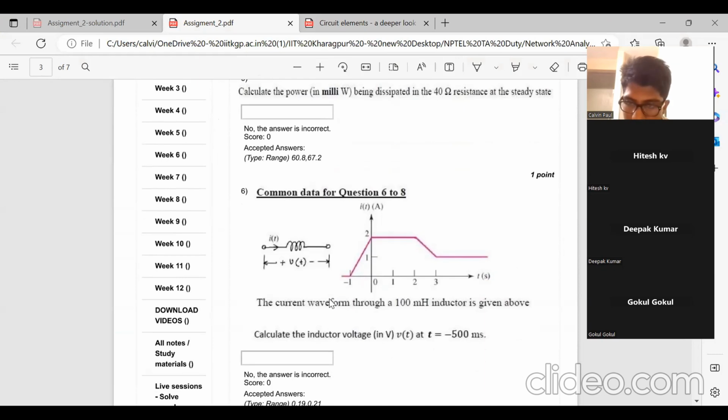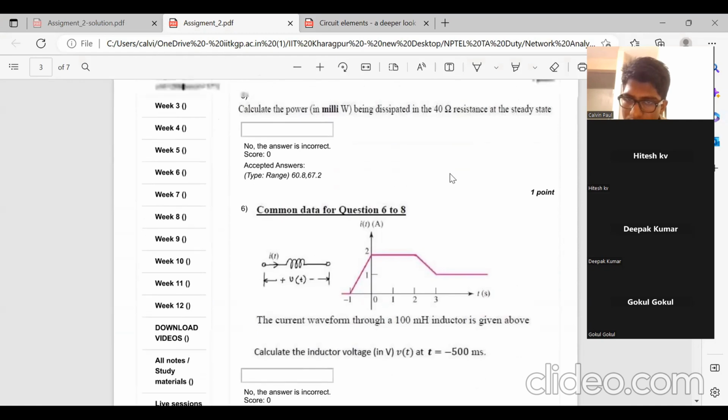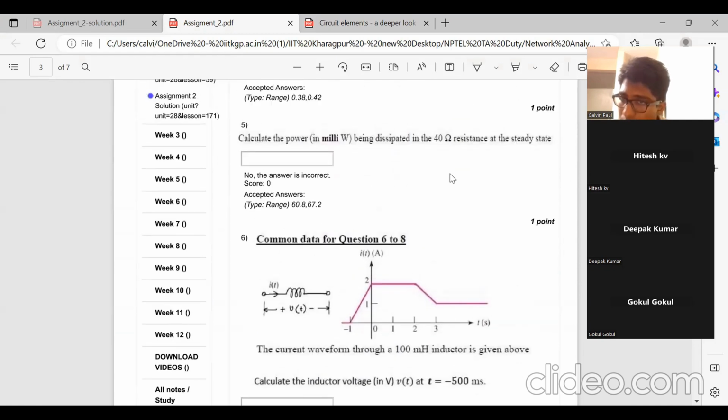Sir, can I ask something before we proceed further? It's about a concept. I just wanted to know, as the inductor gets charged, in what direction will it discharge? I mean, the capacitor will discharge in the direction opposite to the current that charged it. So what will it be in the case of an inductor, sir?